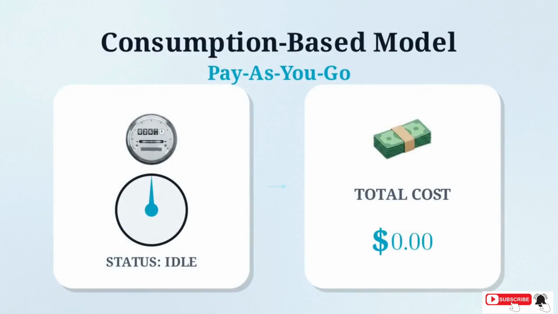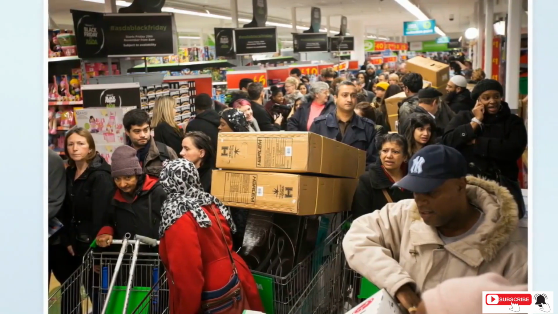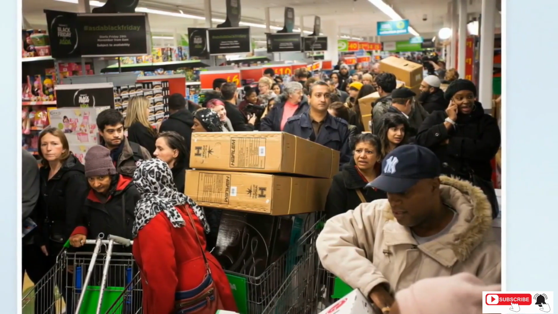The cloud operates on a consumption-based model, often called pay-as-you-go. It works exactly like your electricity bill. You are charged strictly for your active use. Think about an online retailer. During a holiday sale, their web traffic spikes.